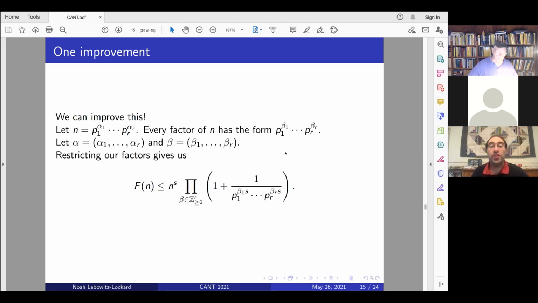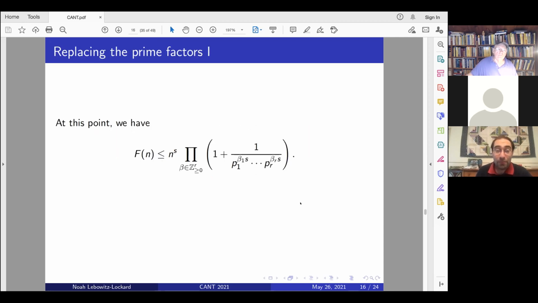So we can restrict our factors and get a superior upper bound, because now we're no longer taking this product over all possible values of m. We're only taking the product over all values of m with prime factors p1 through pr. So we restricted our product. This Dirichlet series technically only applies to numbers consisting of the prime factors p1 through pr, but that doesn't really matter for our specific value of n. So here's what we have, but then we can do even better than that.